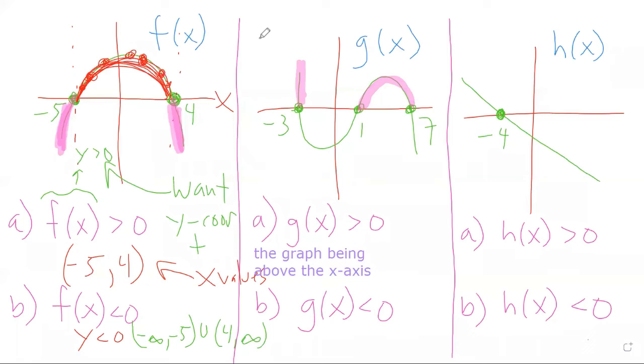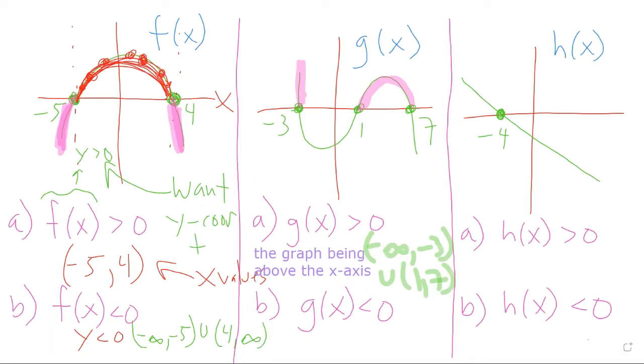And so how could I describe those x coordinates? Well, these x coordinates are the numbers before -3, meaning -infinity to -3. Union, what about these ones here? All of these x coordinates are good because their y coordinates are above 0, which is what we want, greater than 0. So that goes from 1 to 7.